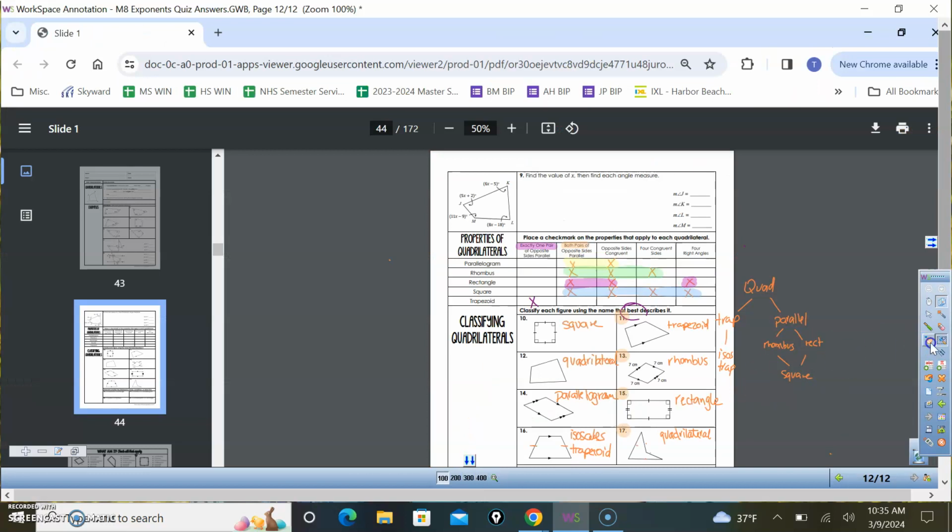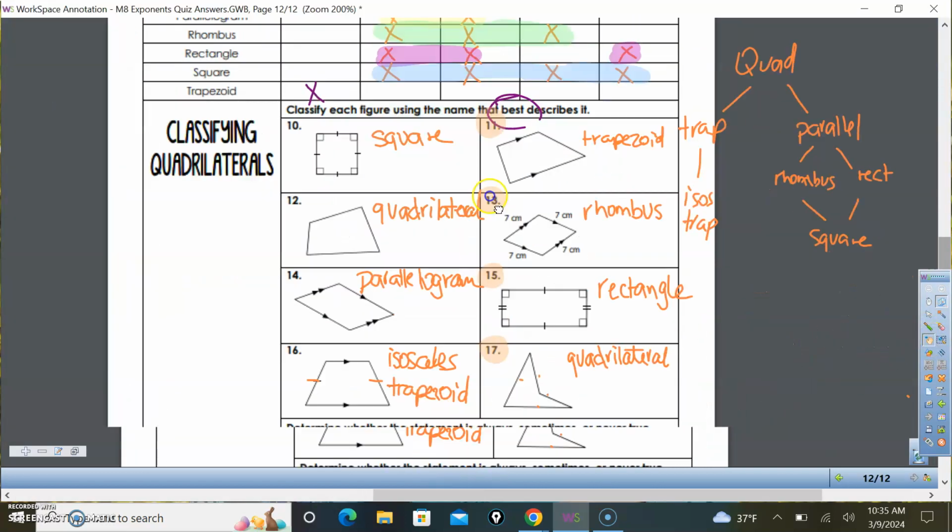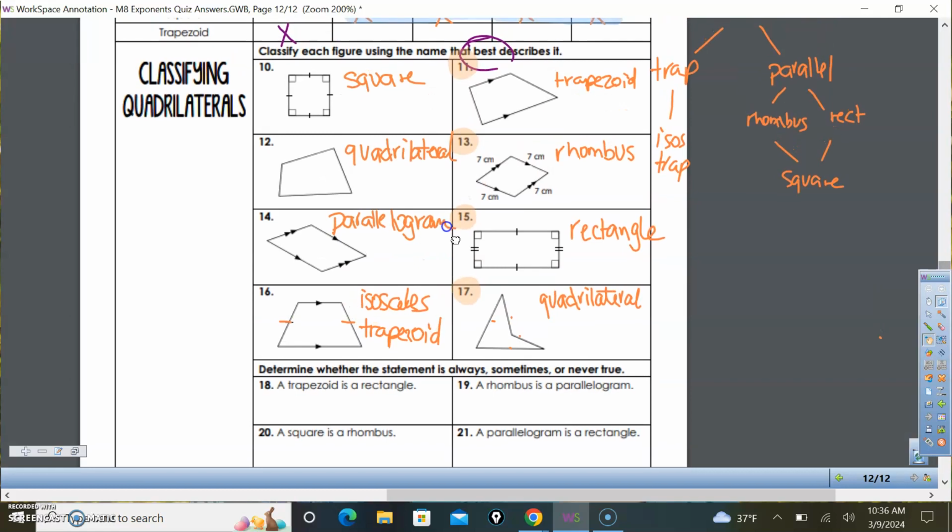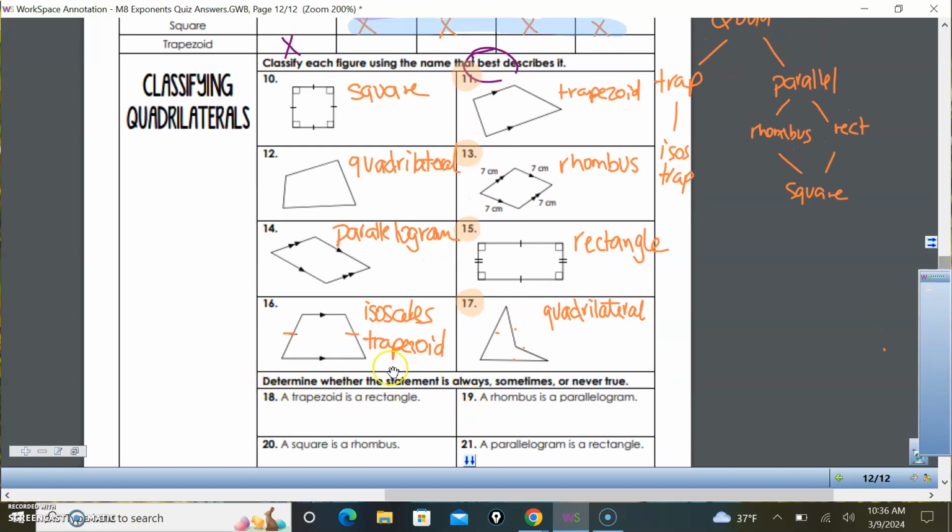All right, and then to finish this up, I want to go ahead and take a look at our bottom portion right here. In this bottom portion, we have to determine whether the statement is always, sometimes, or never true. And to do these ones, I highly recommend that you use that flow chart that we've been using so far, because to me that flow chart is super helpful.